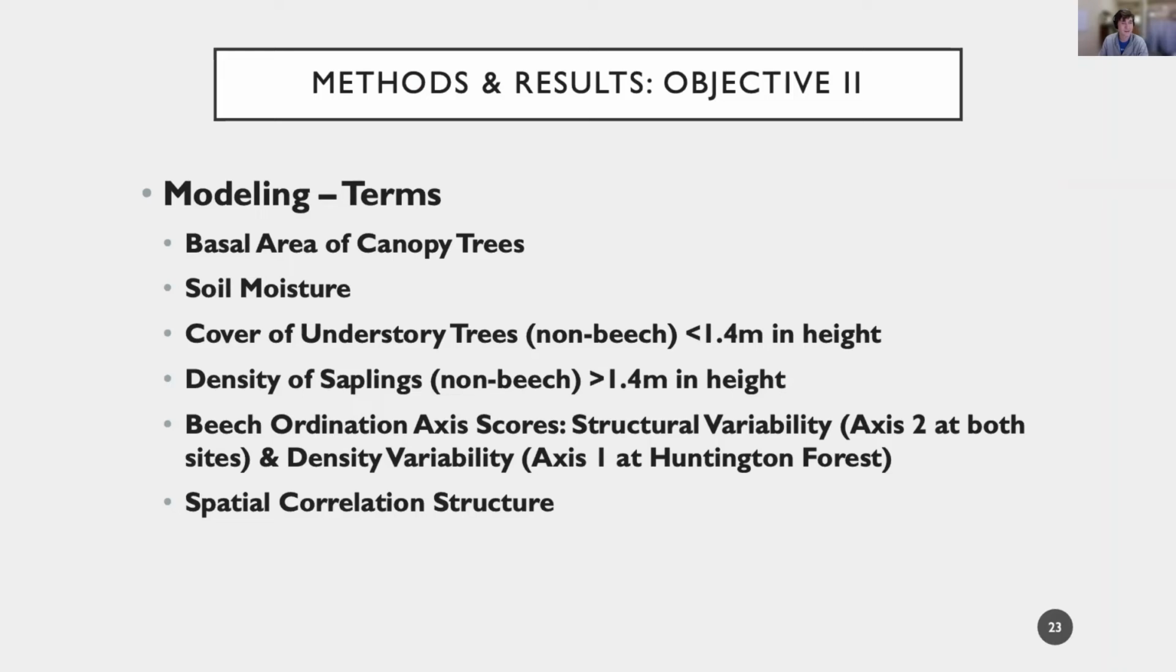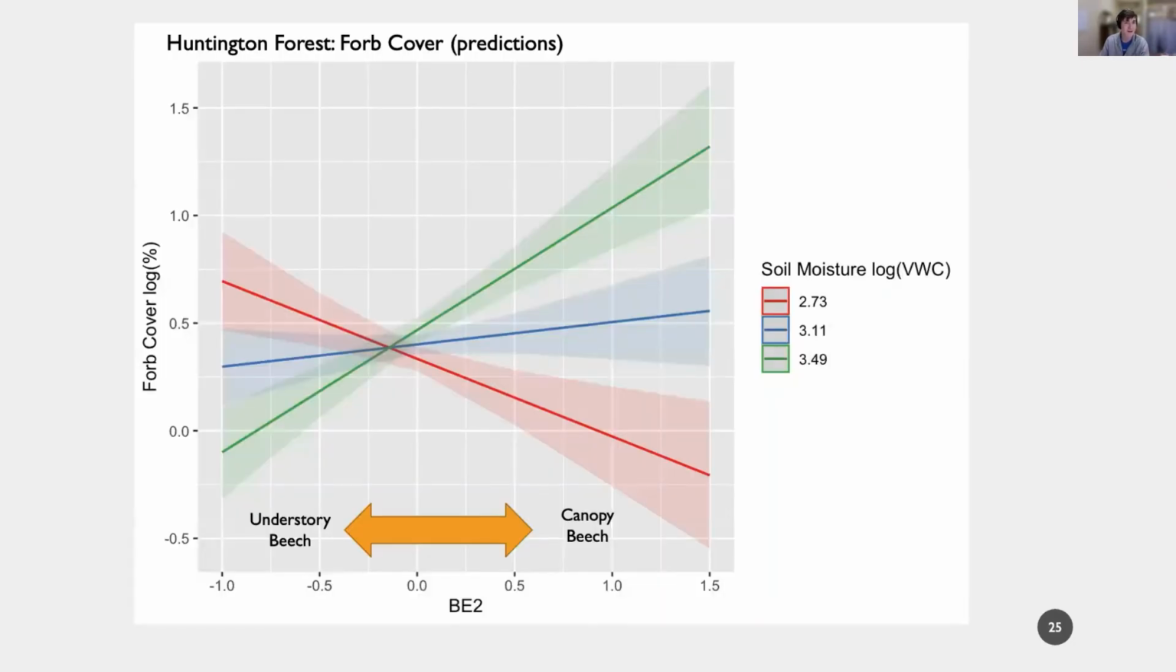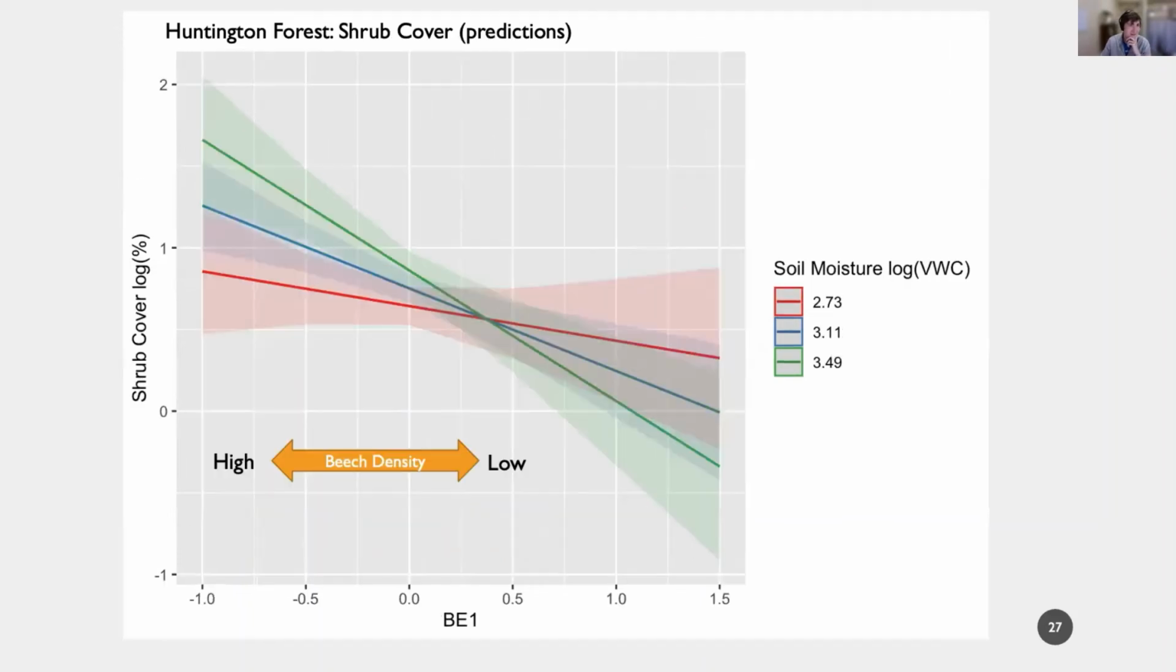Our second objective was to assess impacts of beech structure. And we looked at that through modeling. So we had a variety of models, and we were able to include the beech ordination axis scores as model components, so that gradient from overstory to understory beech, within the models for each of our vegetation groups. And for those different vegetation groups, we checked 3 groups: forb cover, spring ephemeral cover, and shrub cover were significant, had significant effects from beech.